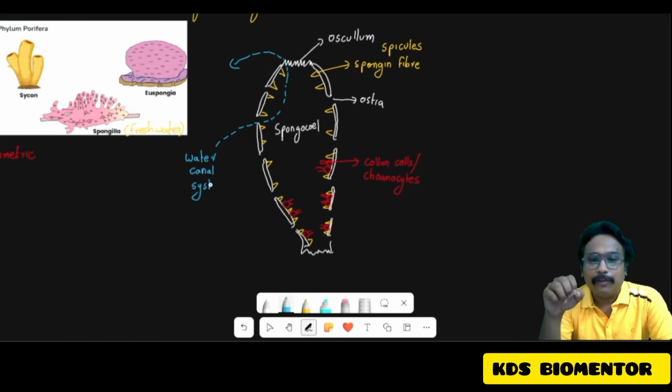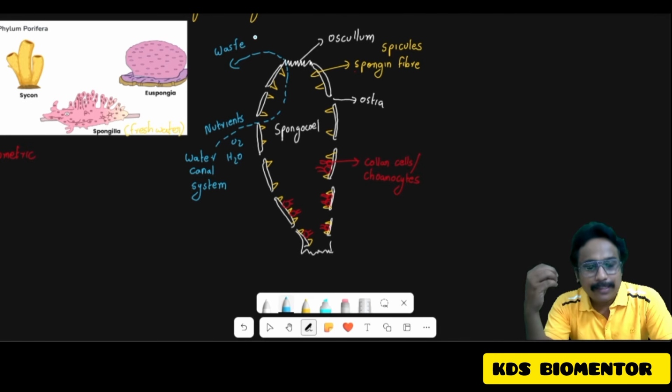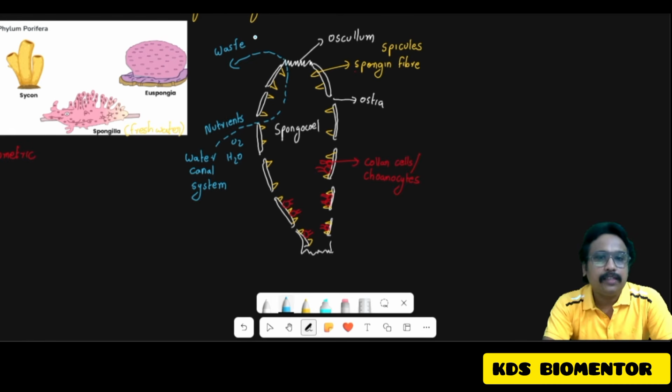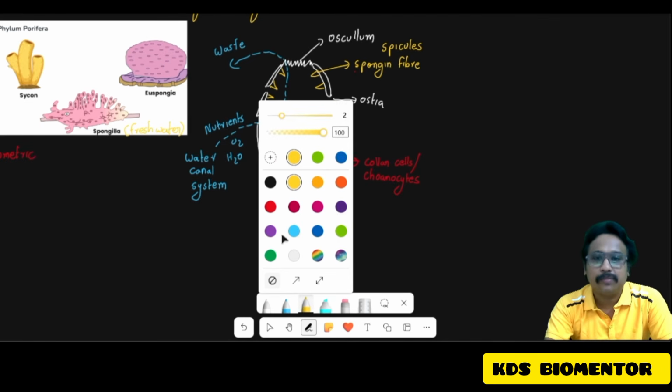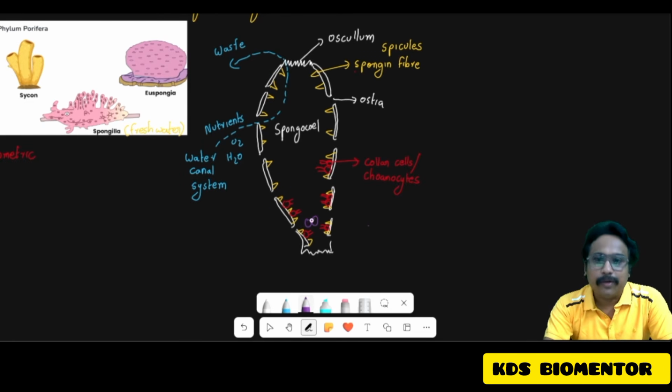So the functions of the water canal system I am mentioning in the diagram. Please note that the water canal system will have the nutrients as well as the oxygen entering. So oxygen and nutrients enter through the water canal system, and it will be supplying to all the cells lining the spongocoel. And after that you can see the exiting is the waste particles like carbon dioxide and other waste particles, the debris, etc. And even the internal buds, the endogenous buds that are formed inside the sponges, called gemmules, will be exiting through the osculum when this water is going out. So this much is the function of the water canal system, which you can expect for the exams. What is the water canal system? What is the function? In which organism is it found, etc. In CBSE exams you can expect this.